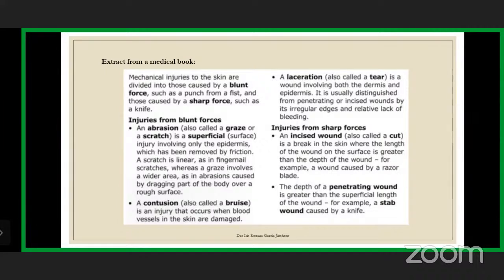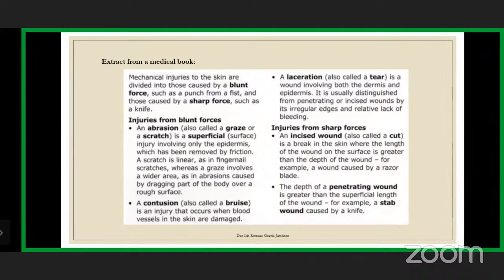Mechanical injuries to the skin are divided into those caused by a blunt force, such as a punch from a fist, and those caused by a sharp force, such as a knife. So injuries from a blunt force: abrasion, contusion, laceration. Injuries from a sharp force: incised wound and penetrating wound. So in these paragraphs, we have more synonyms to talk about. For example, about abrasion, also called a graze or a scratch.